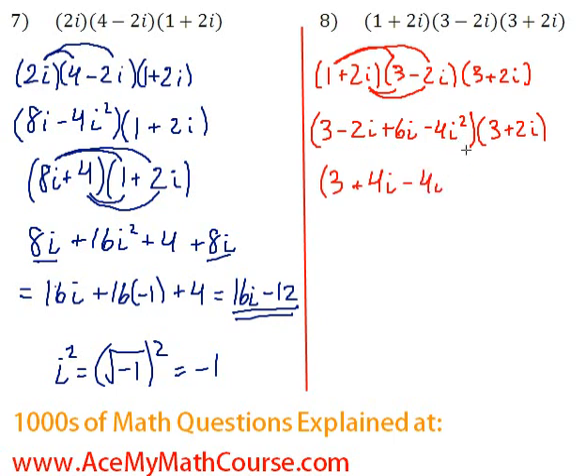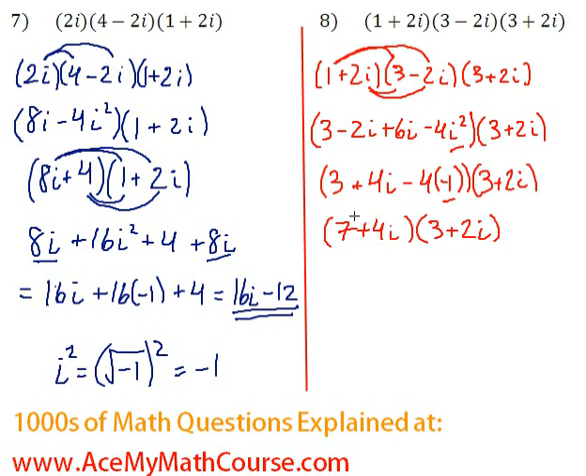Now, i squared is just negative 1, so I already replaced that there. And negative 4 times negative 1 is positive 4. Positive 4 plus 3 is 7, plus 4i, times 3 plus 2i. Now just one more operation to go. We're just going to expand everything again.